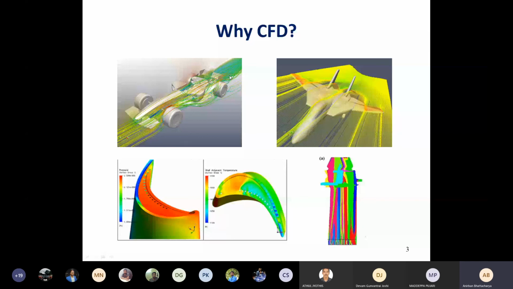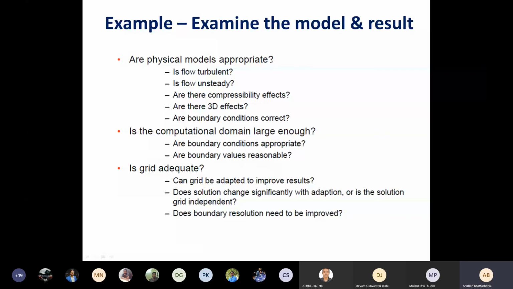So we have to think whether the computational domain is correct. Are the boundary conditions appropriate for that computational domain? This itself is a very important aspect and many students ignore this aspect. They just take random boundary conditions without thinking too much. But boundary condition selection is one of the very important aspects of the problem. Are the boundary values reasonable? So both of them are related to this.